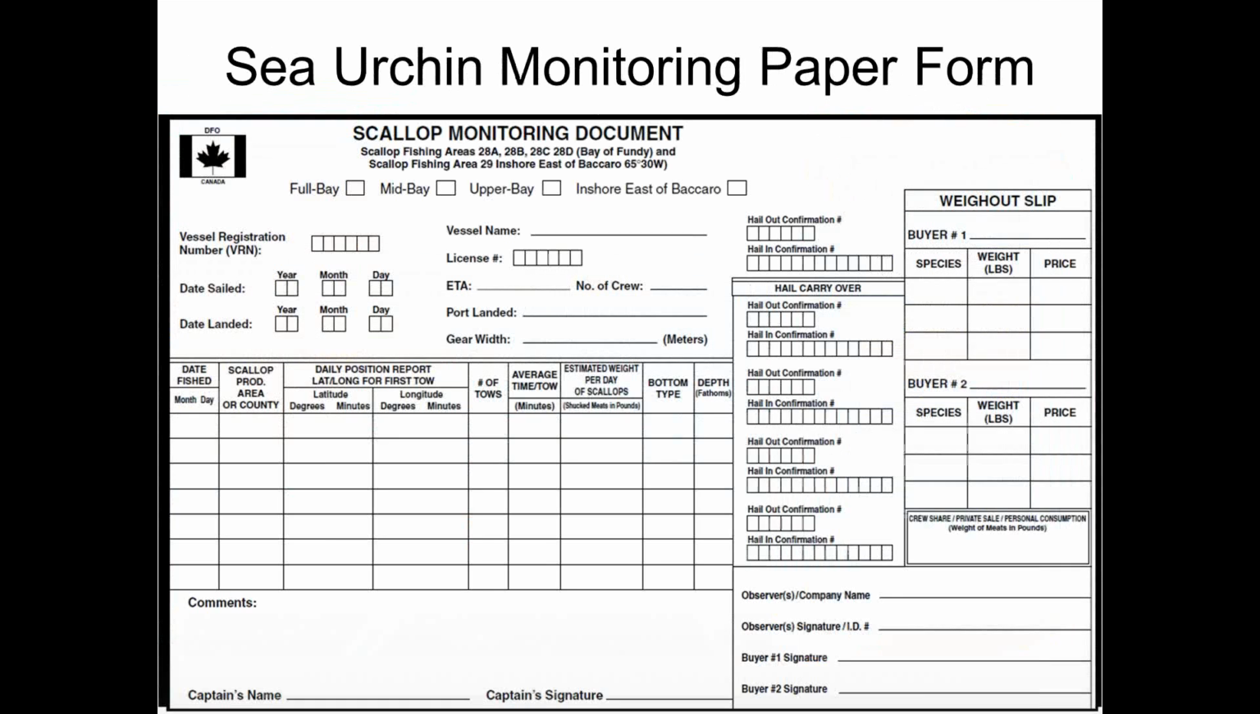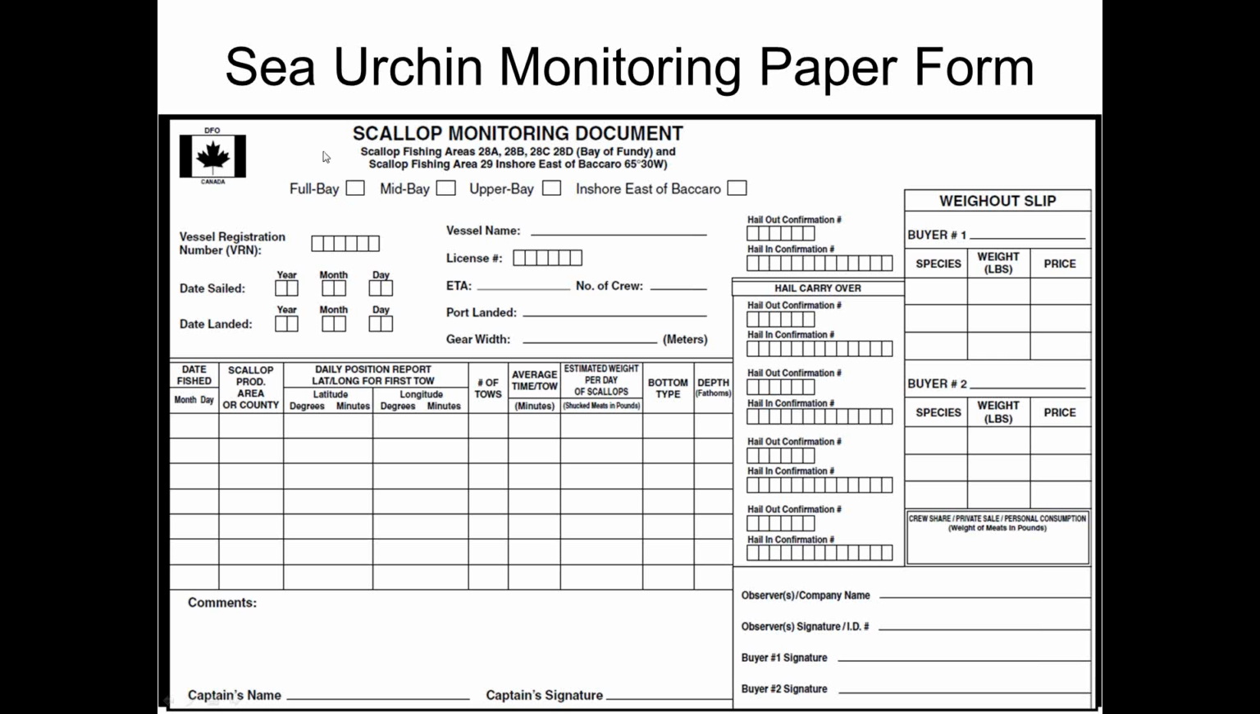But the paper form that we're going to use as an example is from the Department of Fisheries and Oceans, Canada. It looks like I've grabbed the scallop monitoring document, but it's very similar to the sea urchin monitoring paper form as well. But again, it could be lobsters, could be anything. Each of these things can be customized to match each of your individual fields.